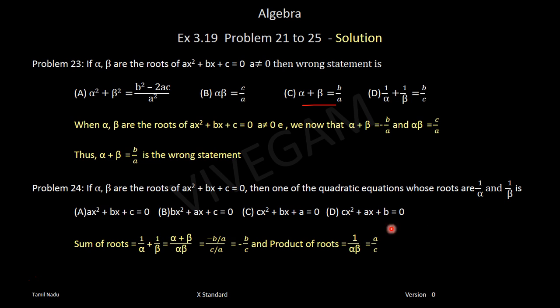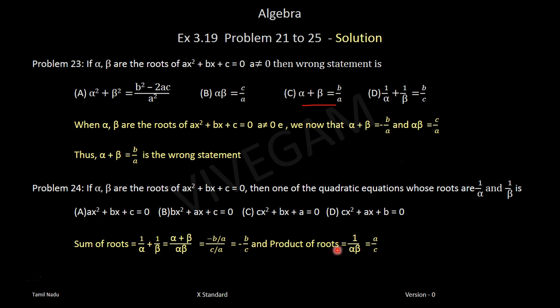So that's the method we'll have to do. The sum of the roots is 1 by alpha plus 1 by beta, because these are the two roots they have given us, right? But since alpha, beta are the roots of this equation, we know alpha plus beta is minus b by a and alpha beta is c by a. We have those values, right? So on simplifying, in the numerator you'll get alpha plus beta, and alpha beta in the denominator. Alpha plus beta is minus b by a, alpha beta is c by a. So this a and a will cancel, and you'll get minus b by c.